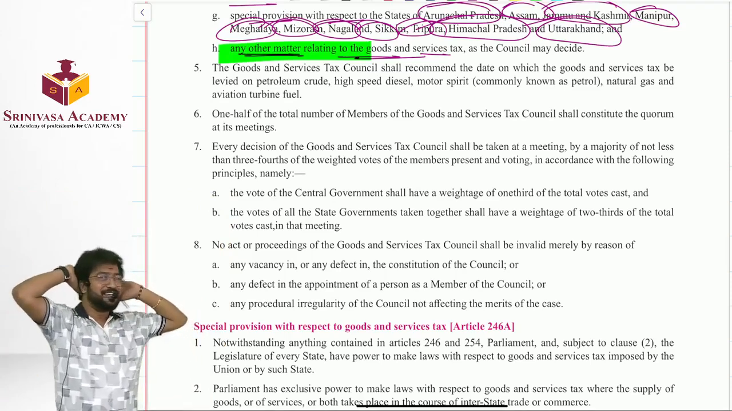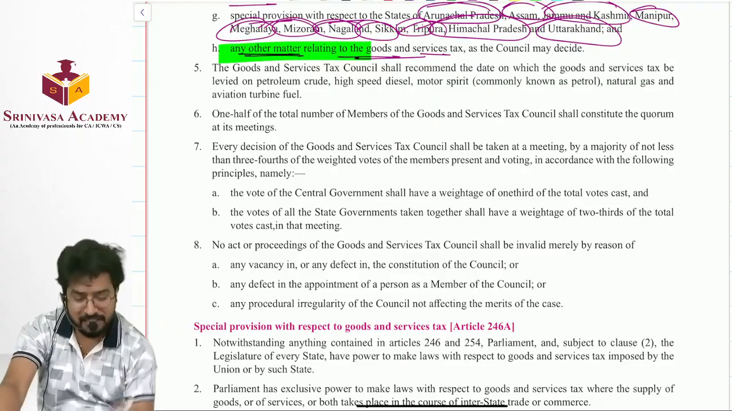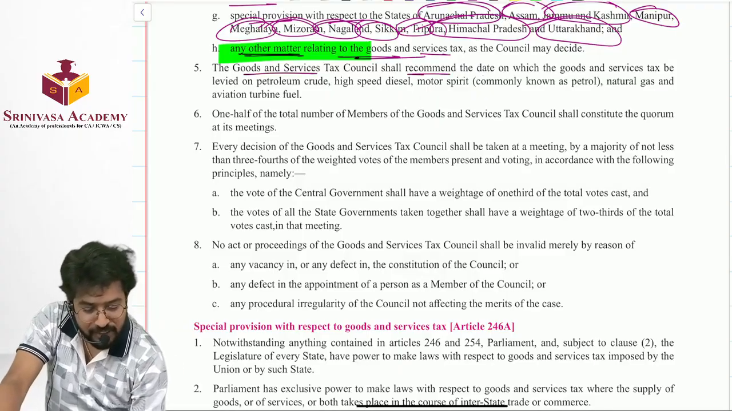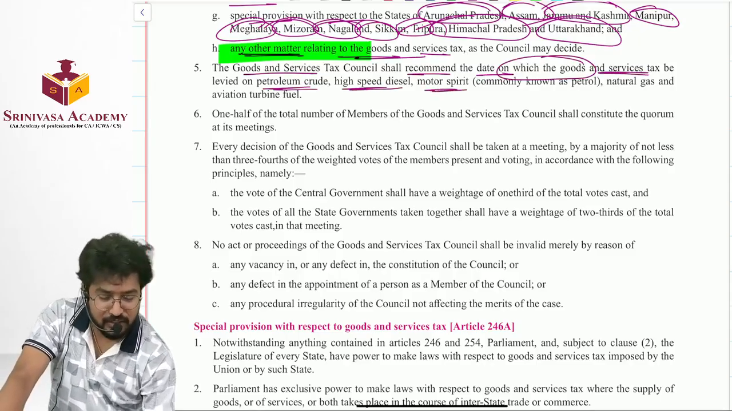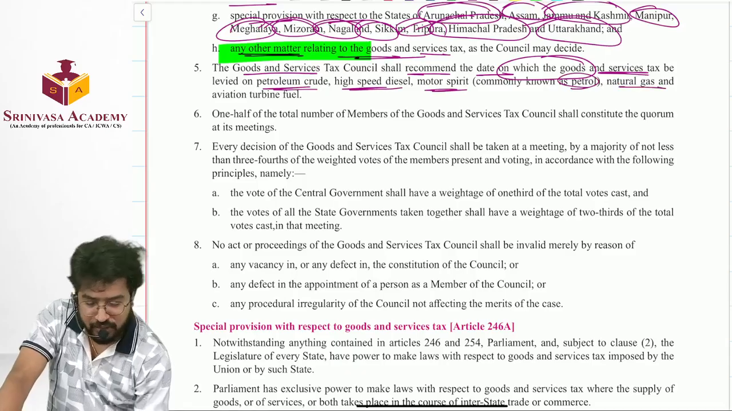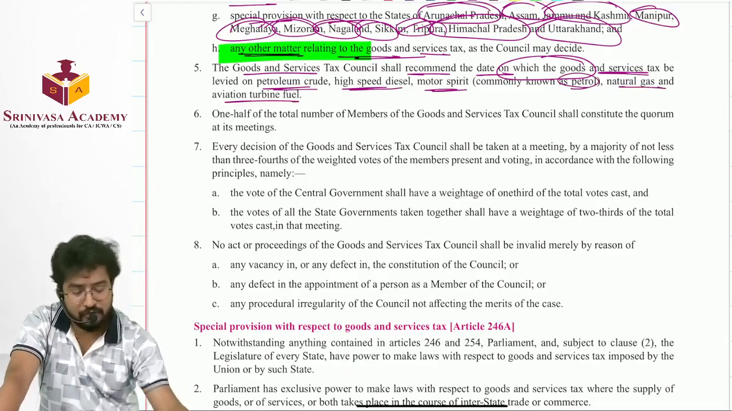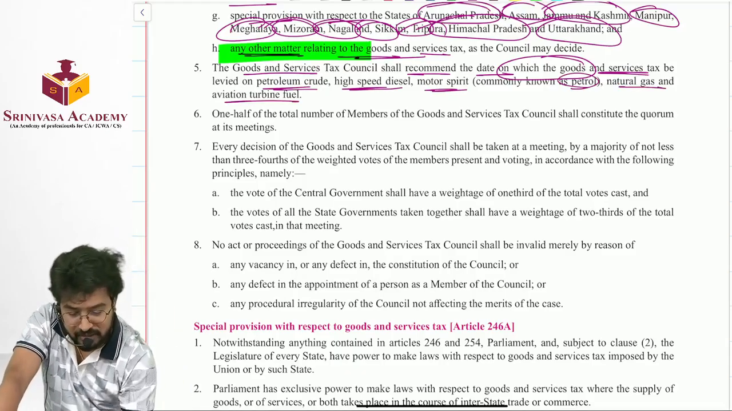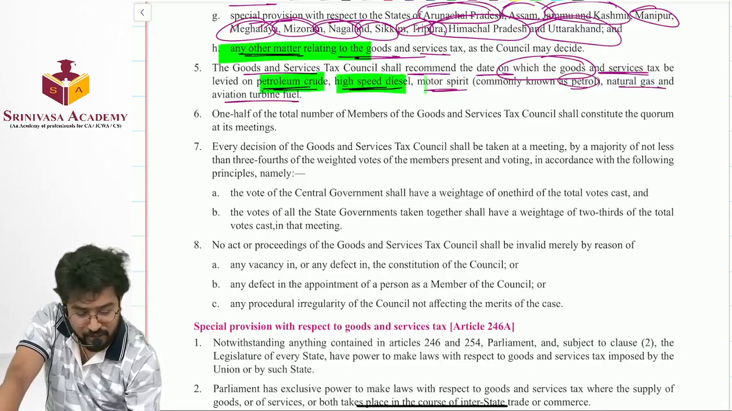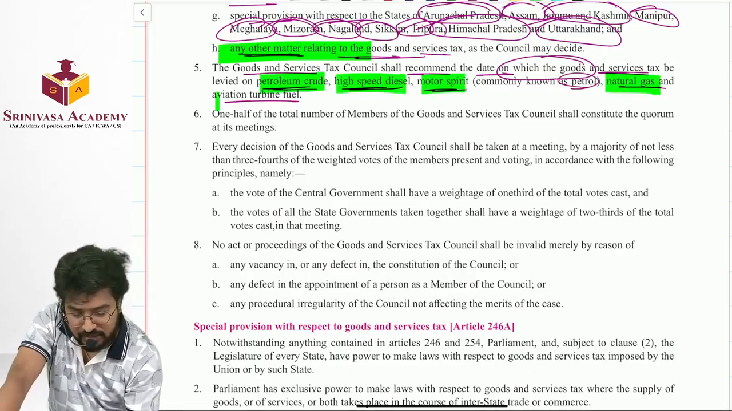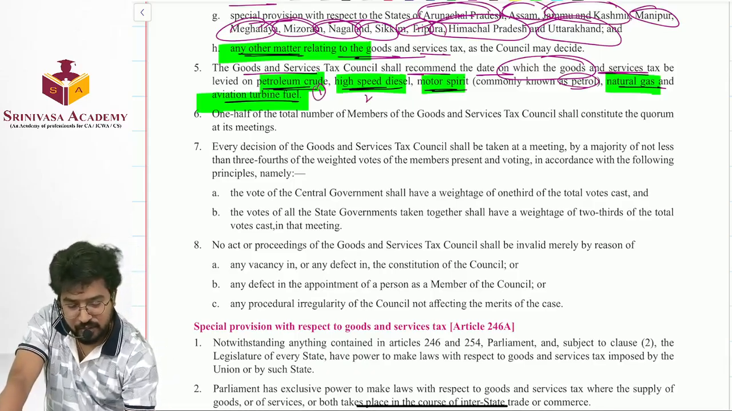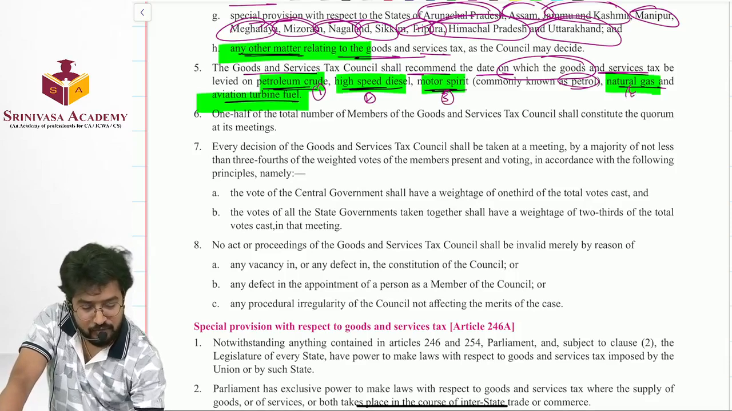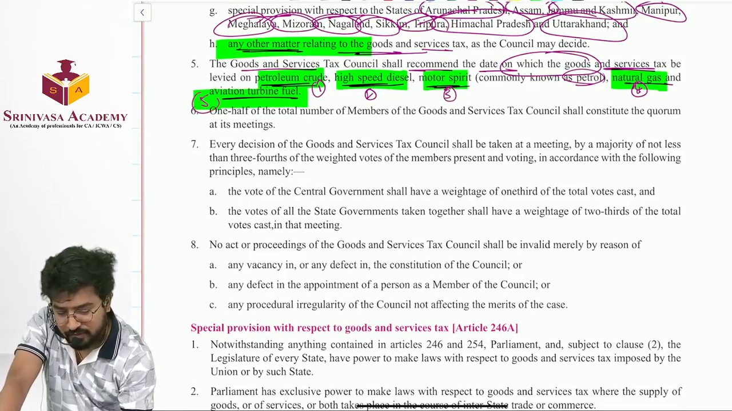So that way, the GST Council has the power to recommend the date on which GST can be charged on petroleum crude, high-speed diesel oil, motor spirit, commonly known as petrol, natural gas, and aviation turbine fuel. You have 5 items here: petroleum crude, high-speed diesel oil, motor spirit, natural gas, aviation turbine fuel. Please remember those 5 items. 1, 2, 3, 4, 5.